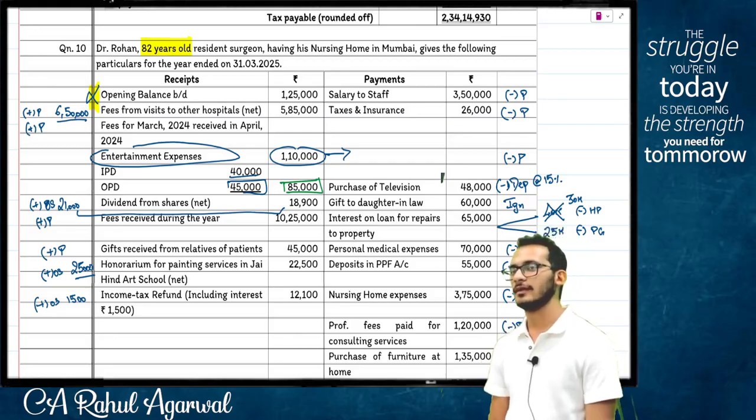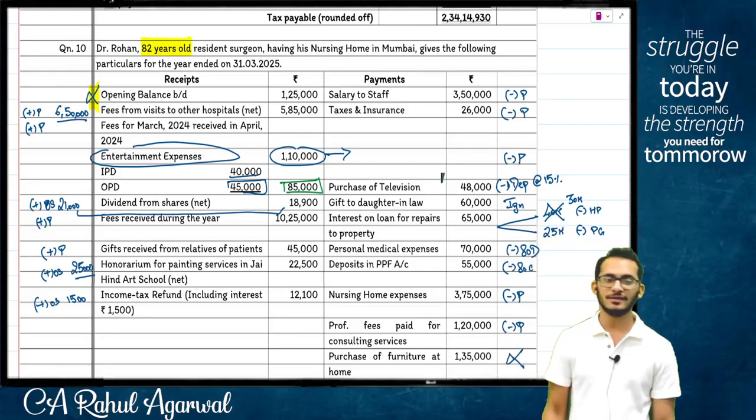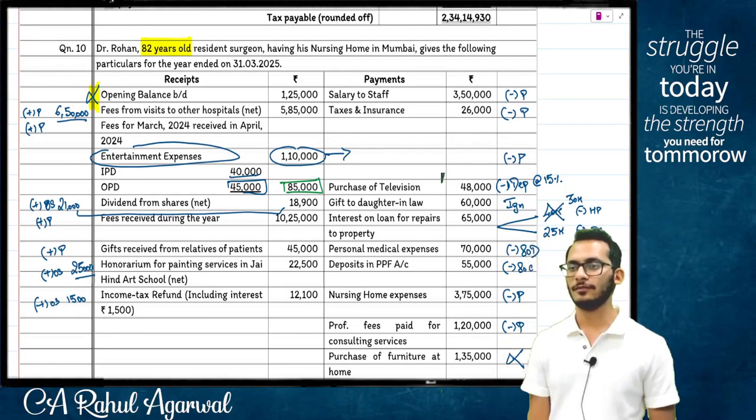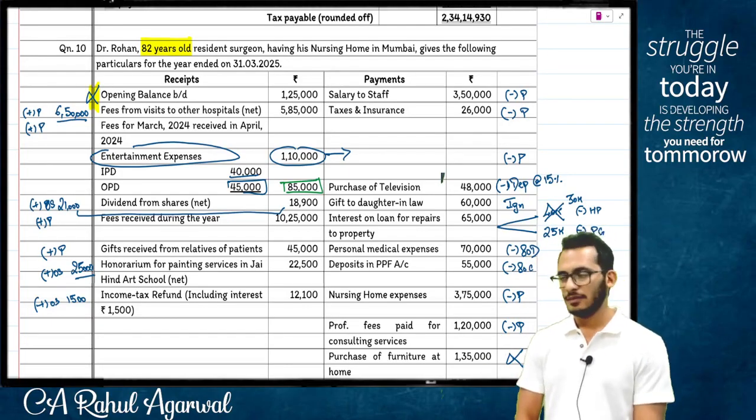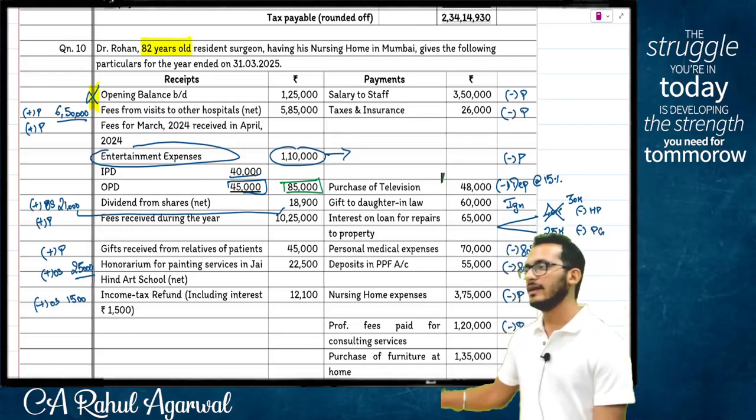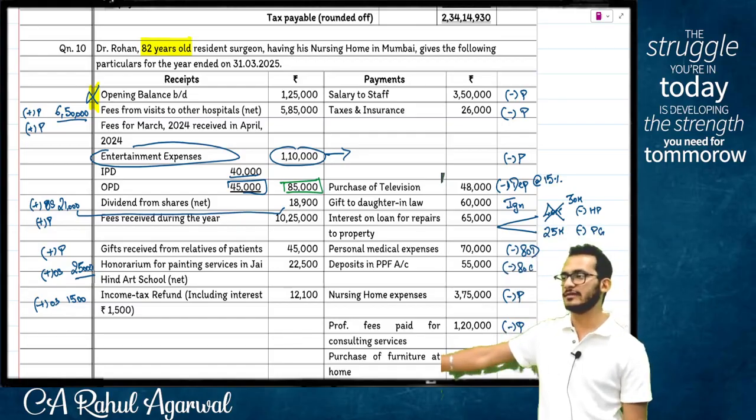69,600. Total the TDS 69,600. This is reduced from your tax liability, arriving at a tax payable of minus 27,730.